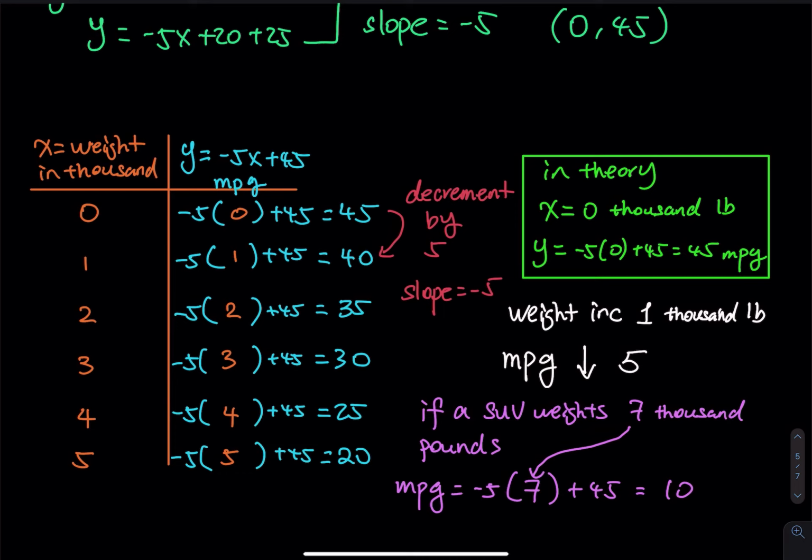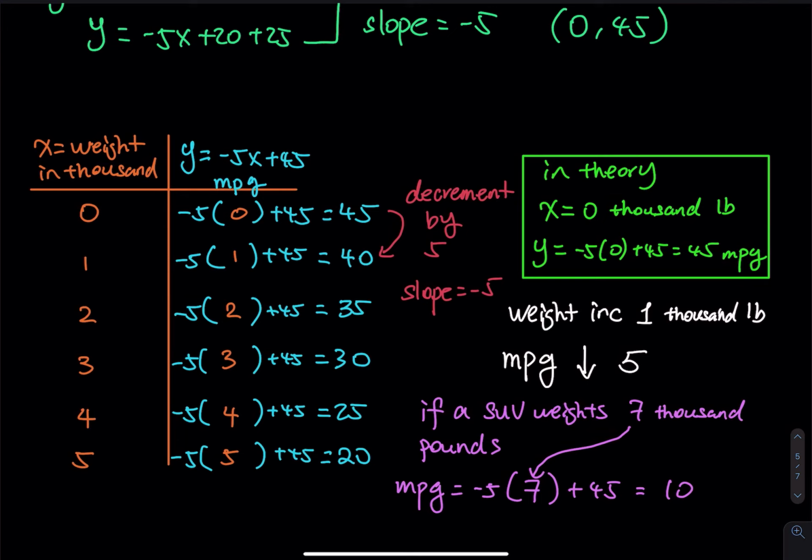If you increase x by 2, then 2 times 5 equals 10 will be subtracted from 45. That's how I got the 35. If x is equal to 3, 3 times 5, which is 15, will be subtracted from 45. That's how I got the 30. So you finish the math, and then you have all the y values. So what patterns do you see? From 45 to 40, 35, 30, 25, and 20, I can see that the decrement is 5.